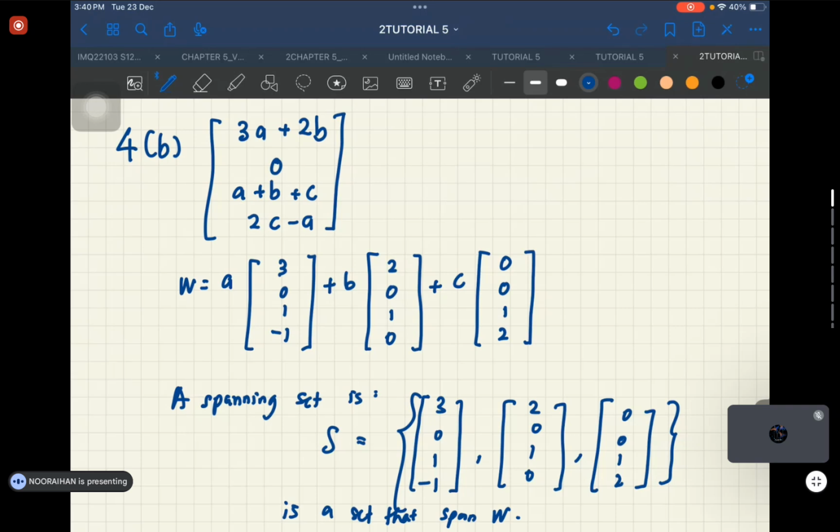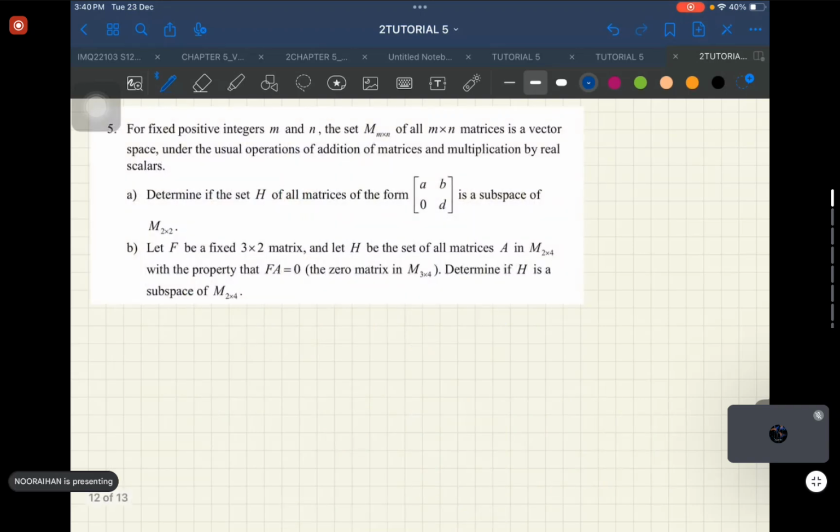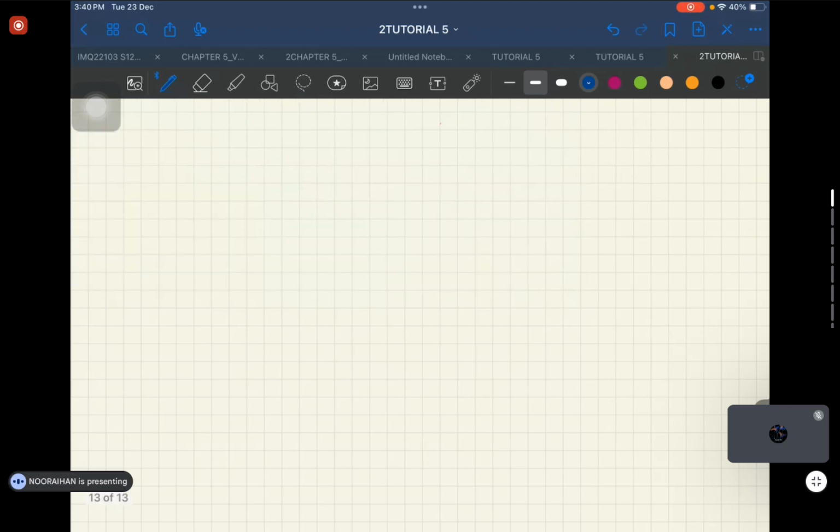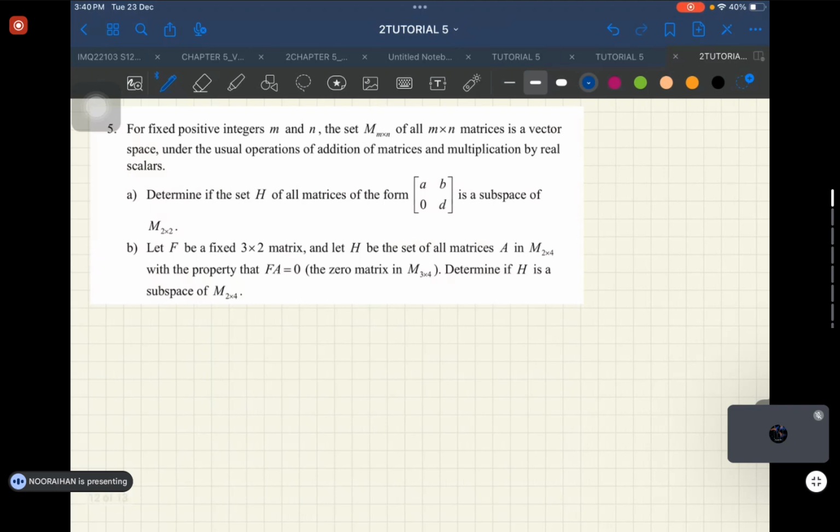Okay. So when you can write it as a spanning set, that means that it is a vector space. Okay, number 4, A and B finish. Let's move to question number 5. Number 5A. Okay, let's check quickly the three conditions.